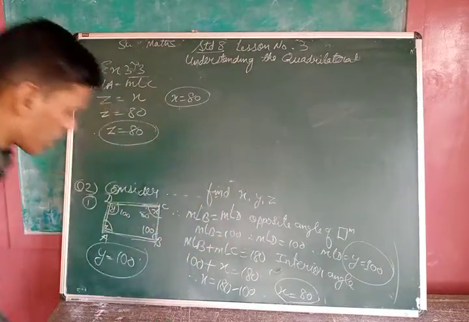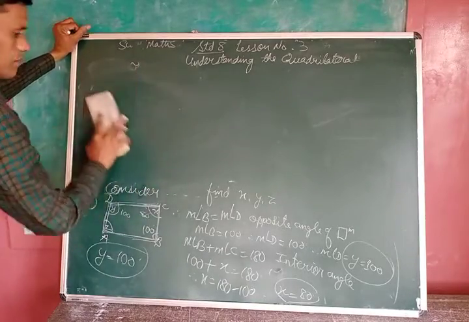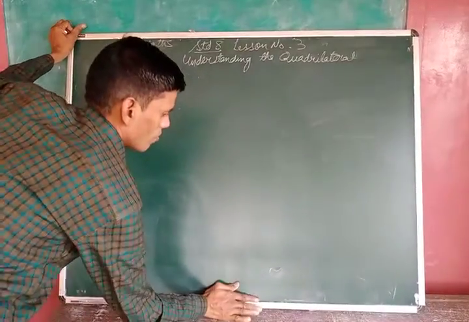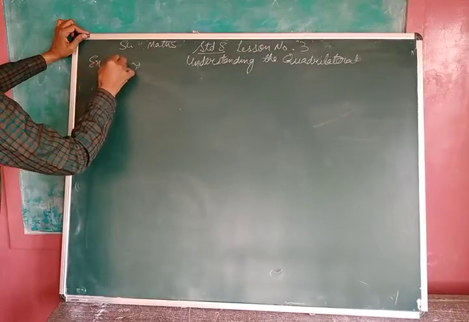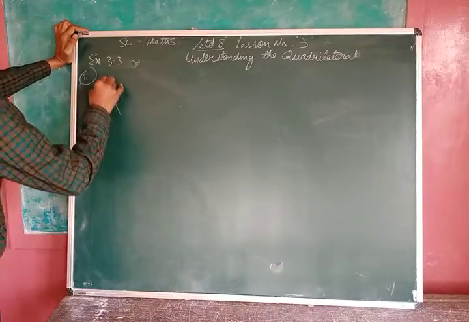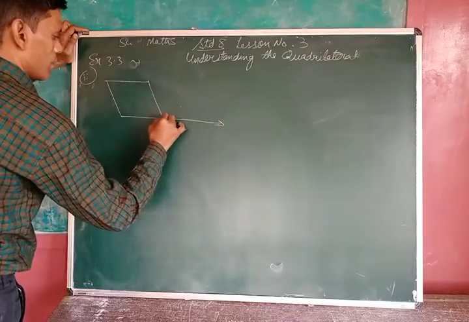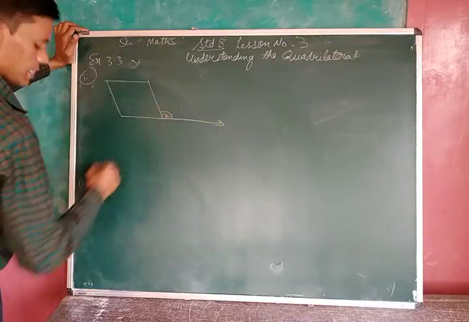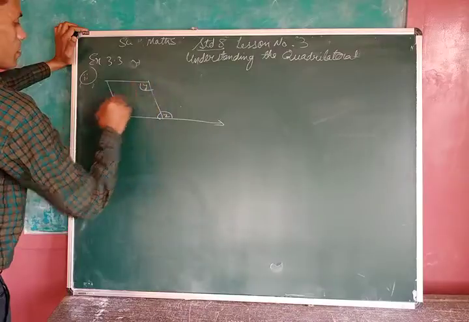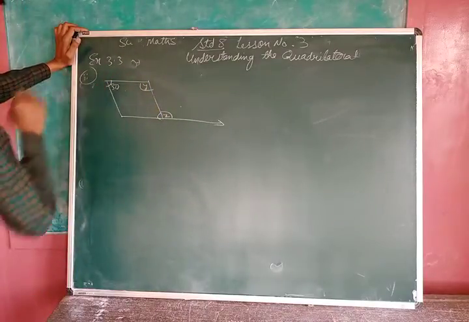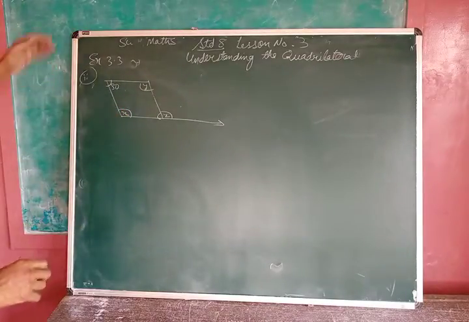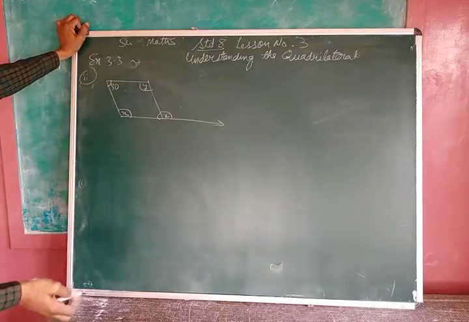Next question, the second angle of this question, I am explaining. Look here. This is one parallelogram. Here Z is given, here nothing is given, then Y is given. This angle is 50, and this angle is X. The names are not given, so you can give the names according to you.